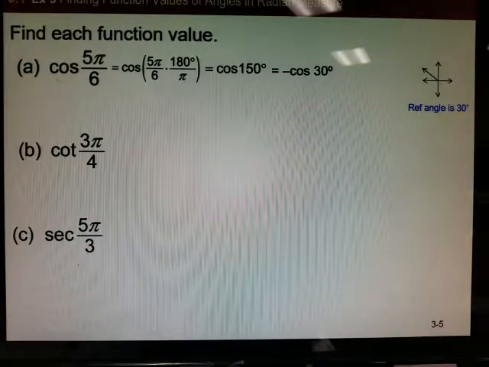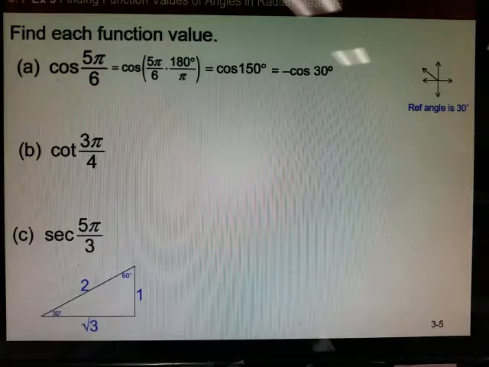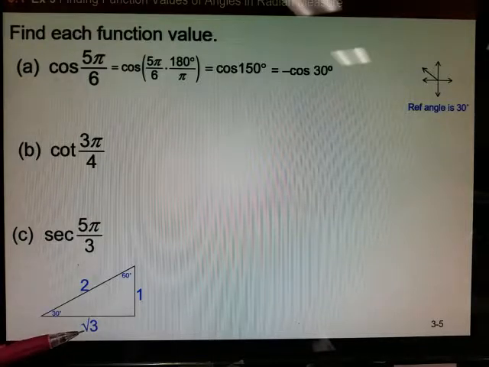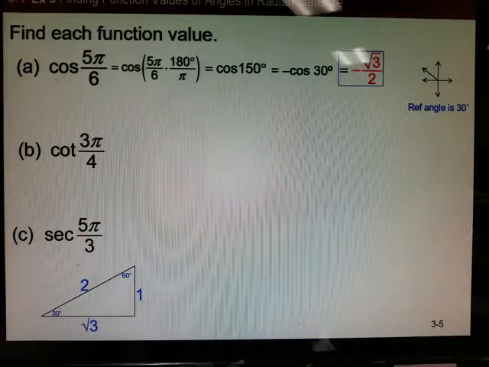And then I use my 30-60 right triangle. And so here's a 30-60 right triangle. The cosine of 30 degrees would be radical 3 over 2. So that answer was negative radical 3 over 2 for A.